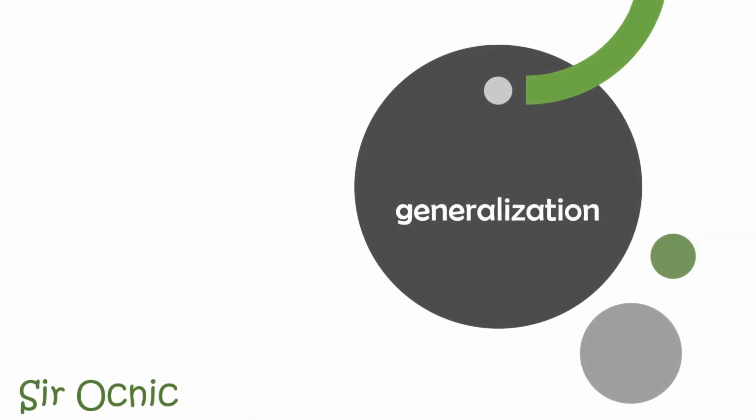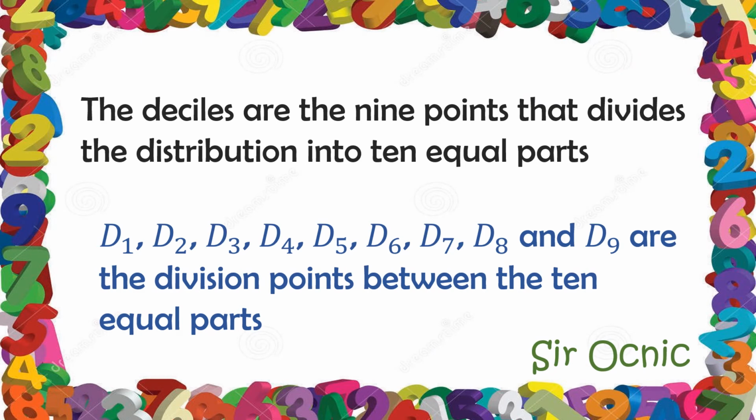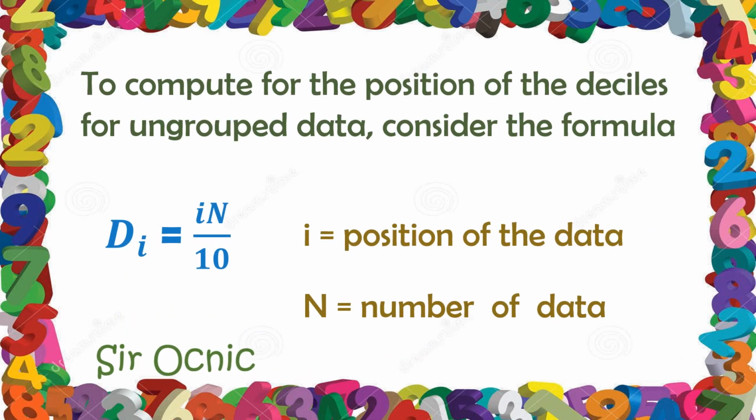Let us now summarize what we have discussed in this video. The deciles are the 9 points that divide the distribution into 10 equal parts. D sub 1, D sub 2, D sub 3, up to D sub 9 are the division points between the 10 equal parts. To compute for the position of the deciles for ungrouped data, consider the formula D sub i is equal to i times n all over 10, wherein i is the position of the data and n is the number of data or observations.